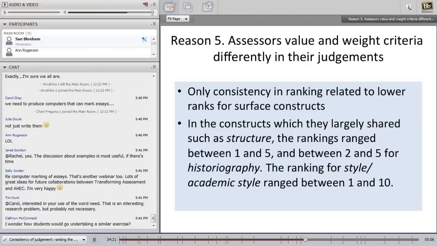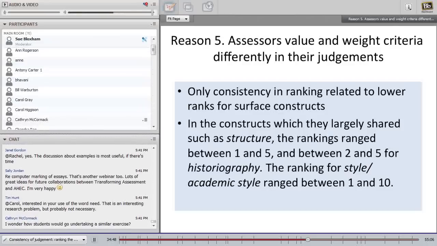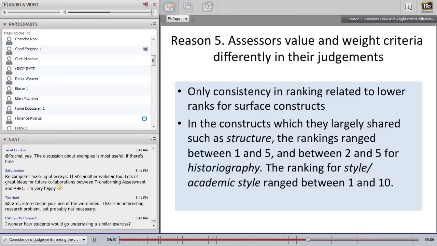But otherwise, people were really variable in what they thought was important. For the historians, some saw structure as really important and ranked it 1, some ranked it as 5. Same with historiography. Some ranked it as high as 2, others ranked it halfway down their list. And for academic style, the rank ranged between 1 and 10. So assessors appear to value and weight different criteria in their judgments.